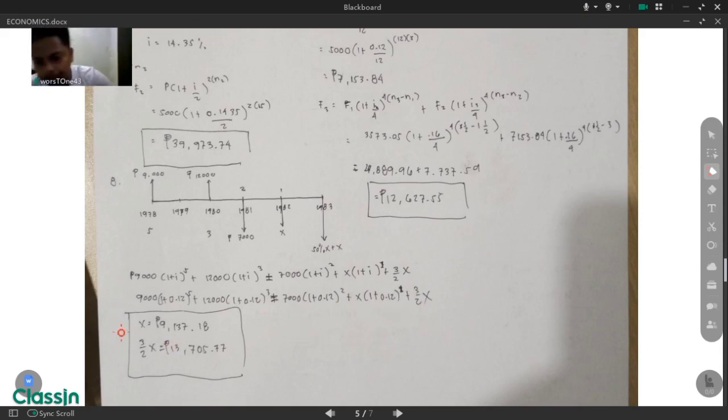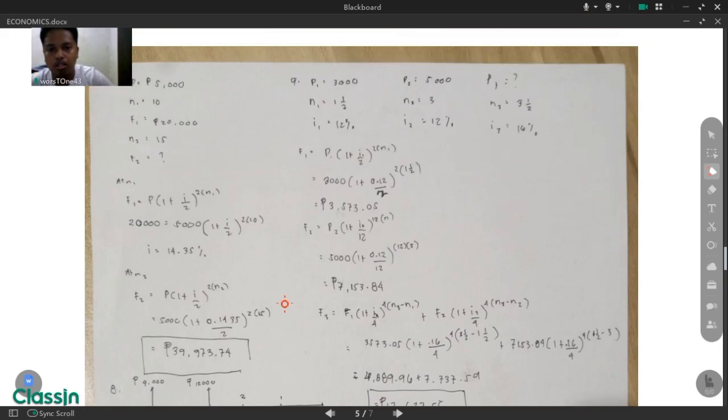So calculating it, putting it all in the calculator, x is equal to 9,137.18. So the second payment which is missing is equivalent to 9,137.18. Since we've already found the value of x, it's just substituting it into 3 over 2 x, or 50% x plus x, and it will yield 13,705.77 pesos. Okay, so let's proceed to number 9.